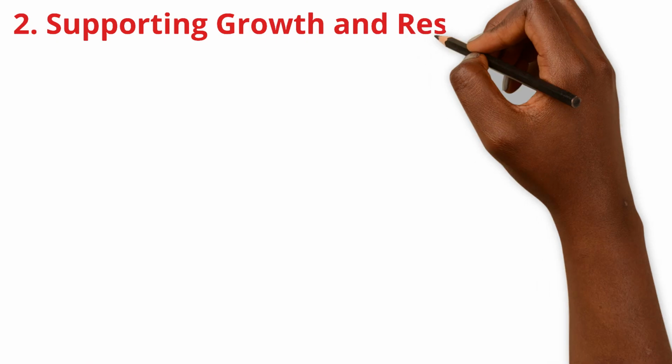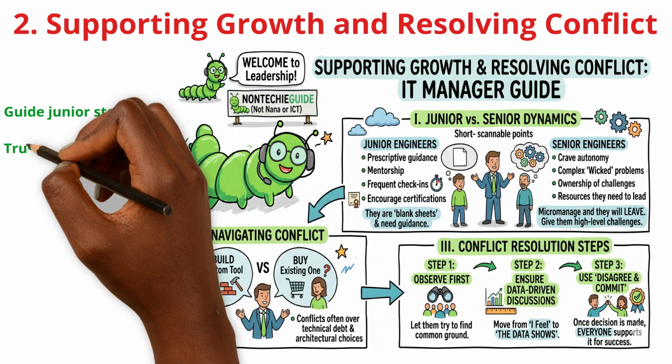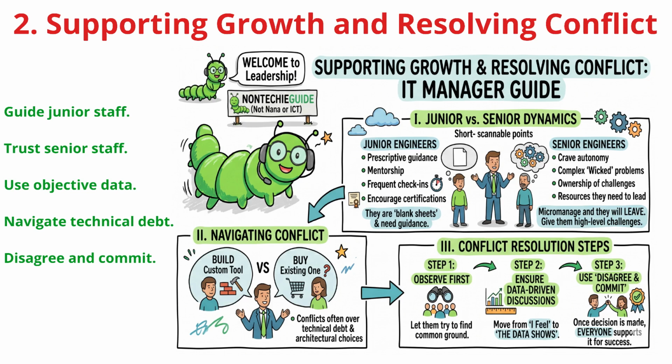As an IT manager, you support growth by understanding that different engineers need different management styles. Think of junior engineers as blank sheets. They need prescriptive guidance, mentorship, and frequent check-ins so they don't get stuck. On the other hand, senior engineers crave autonomy. Don't micromanage them, or they will leave. Instead, give them ownership of complex, wicked problems and the resources they need to lead.